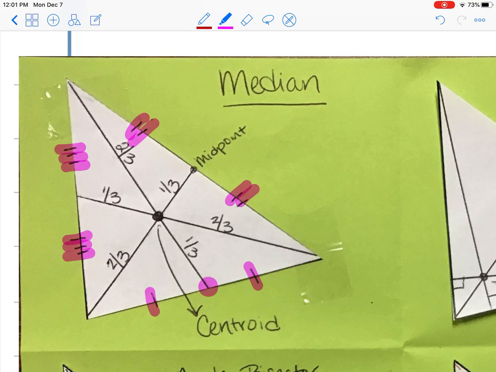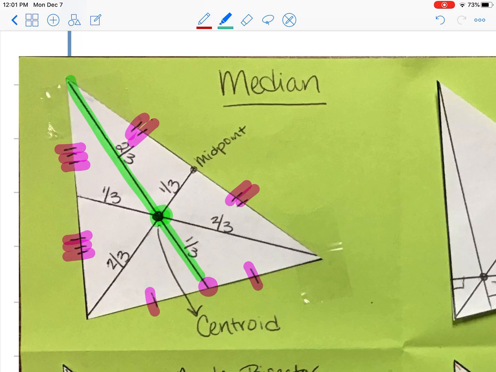Now, the magic number with triangles is 3, so every triangle is going to have 3 medians. And where they come together is what's called the point of concurrency, and in this case, it's called the centroid. The centroid splits each median into 2 parts. The big part is 2/3 the length, the small part is 1/3.